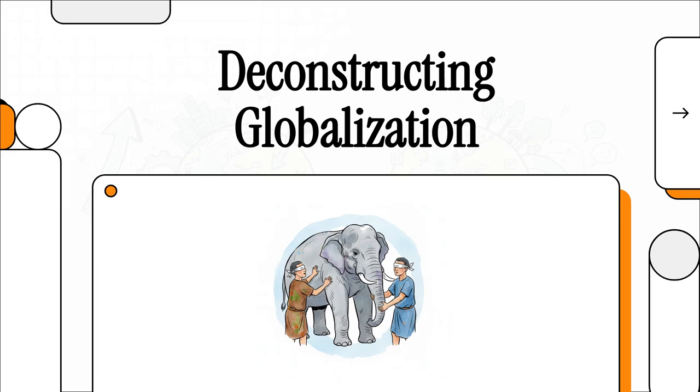Globalization. It's literally the framework of our entire modern era. But if you ask 10 different experts to define it, you're going to get 10 completely different, violently opposed answers. So today, in this explainer, we're cutting right through all that academic noise using the framework of global studies professor Manfred Steger. And to do it, we're going to start with an ancient Buddhist parable.